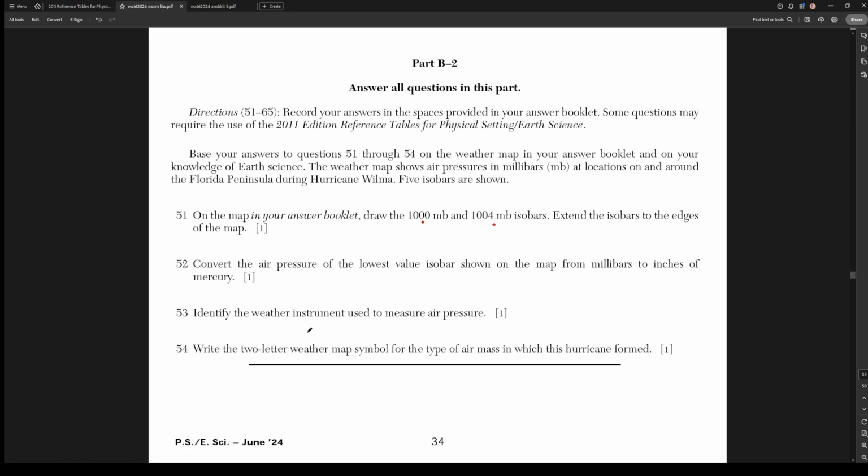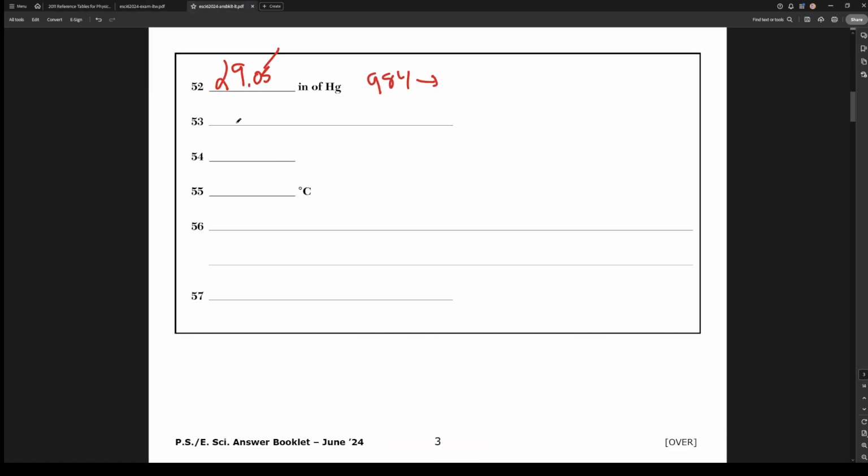53. Identify the weather instrument for air pressure. So that's just like literally rote knowledge. That's a barometer. You just have to remember a barometer measures air pressure.